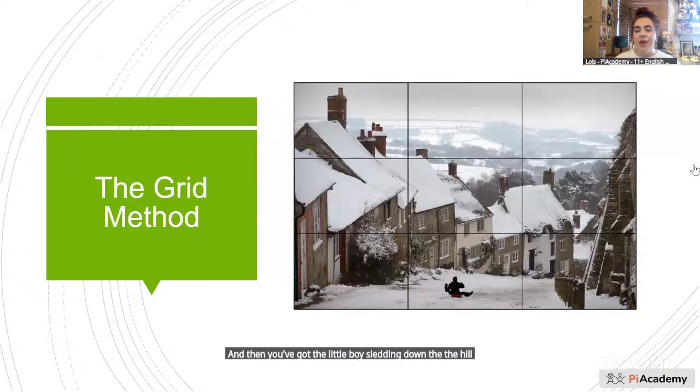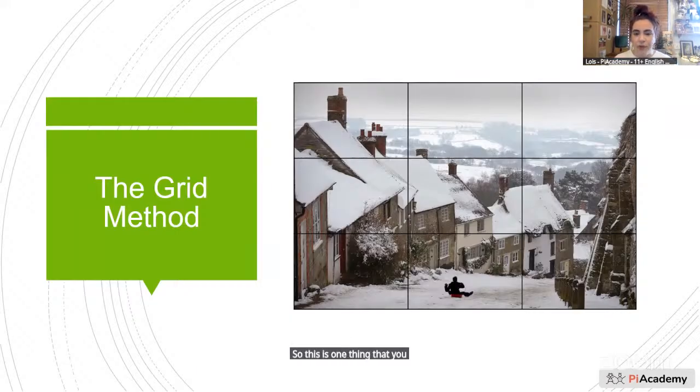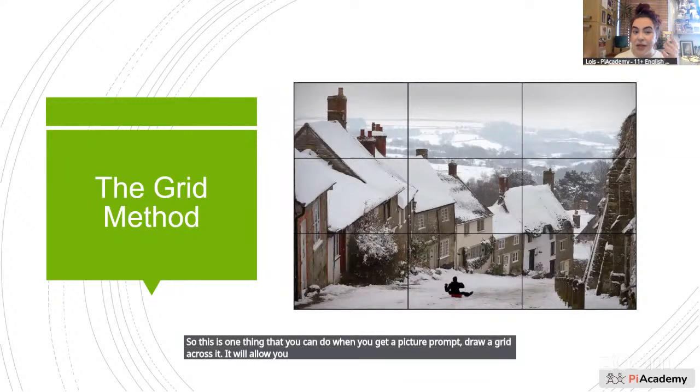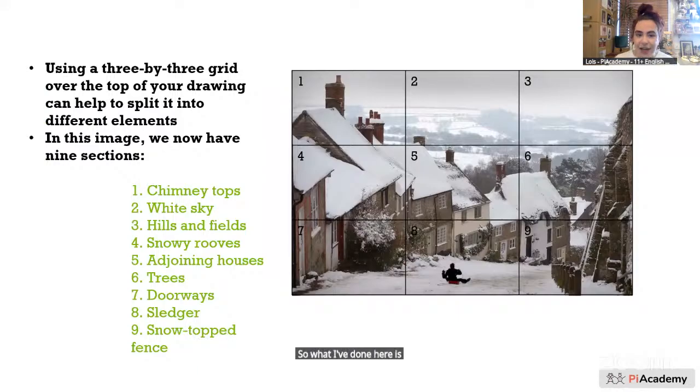But what you can see that I've done is I've placed a 3x3 grid over the top of the picture. So this is one thing that you can do. When you get a picture prompt, draw a grid across it. It will allow you to break the picture down into 9 components so that you can then focus different descriptions on those different sections. So what I've done here is we've created 9 sections for the picture, and I've labeled them here so you can see.